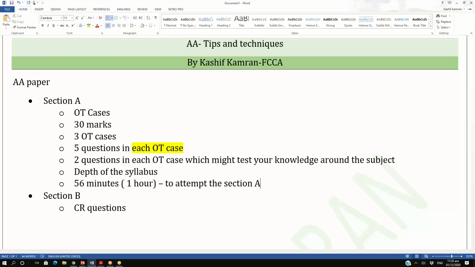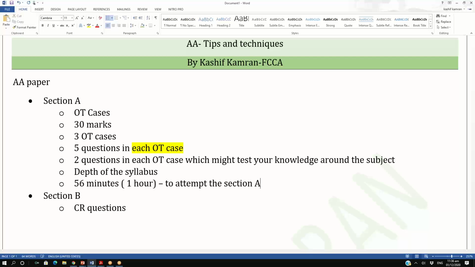A lot of times, I've seen students who attempt section A worth 30 marks in just 30 minutes, or in even less than 30 minutes. You cannot do that, because if you go that way, there is a significant chance you might have ticked the wrong answer. So you have plenty of time. You have 1 hour. You can give approximately 20 minutes to every OT case and solve it carefully. And that will increase your chances of taking very good marks out of 30.